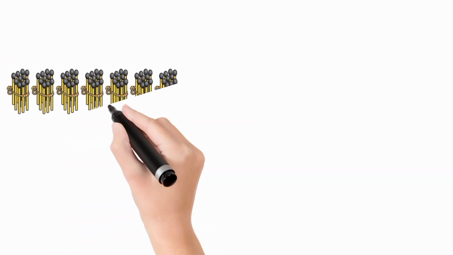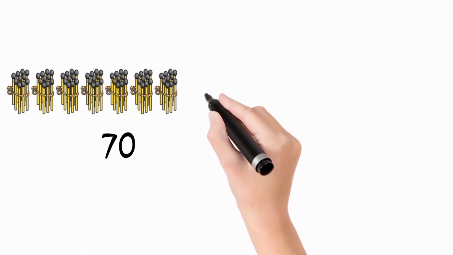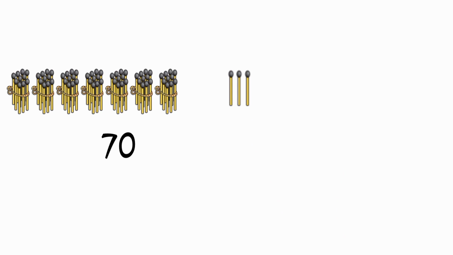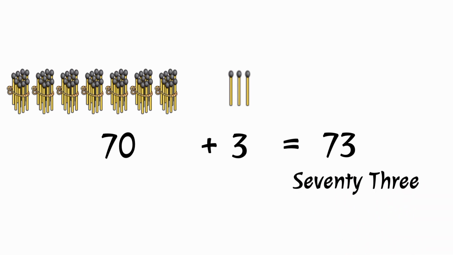Here we have 7 bundles, means 70, and 3 loose matchsticks. So 70 plus 3 is equal to 73. 7 tens and 3 ones. 73. इसे 73 कहते हैं.